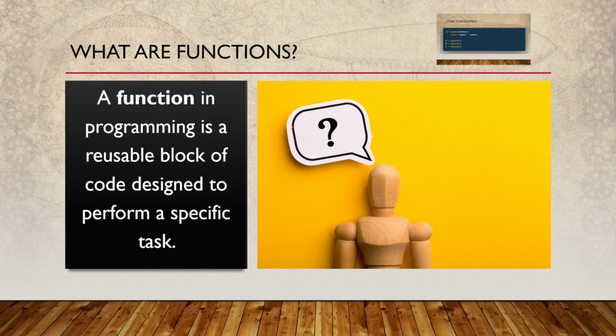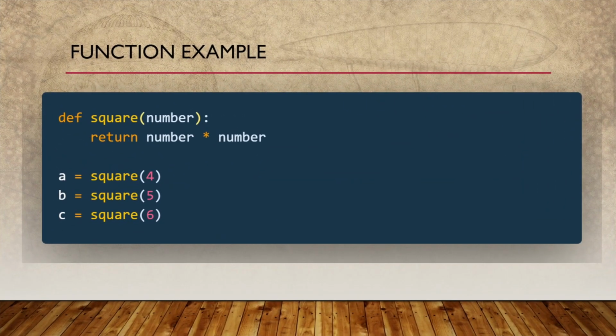What are functions? Now, a function in programming is a reusable block of code designed to perform a specific task. Instead of writing the same piece of code over and over again, you can wrap it inside a function, call that function whenever you need it, and the function will execute the task for you. For example, let's look at this example. If you want to calculate the square of a number, instead of writing the formula each time, you define it as a function. For example, here I have defined a function which is calculating the square of a number.